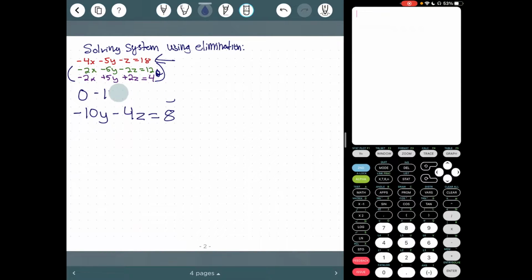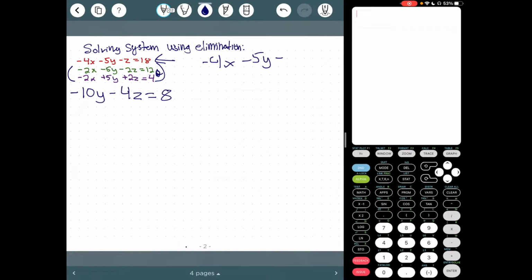Okay, so let's get this out of the way. Okay, so let's rewrite the first equation over here. -4x minus 5y minus z equals 18. So we can take either one of these second equations. So let's just take the second one, -2x minus 5y minus 2z equals 12. So what we want to do here is combine these two and get rid of the x variable because that's what we did on the previous one.